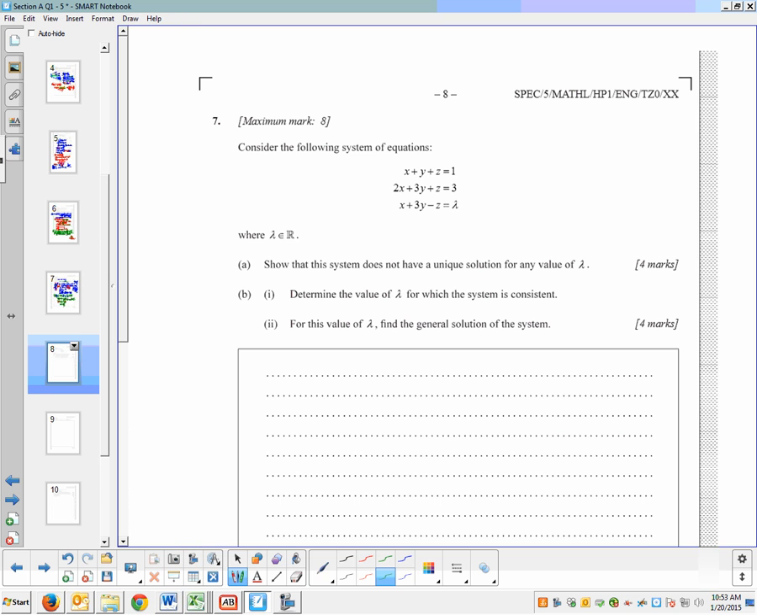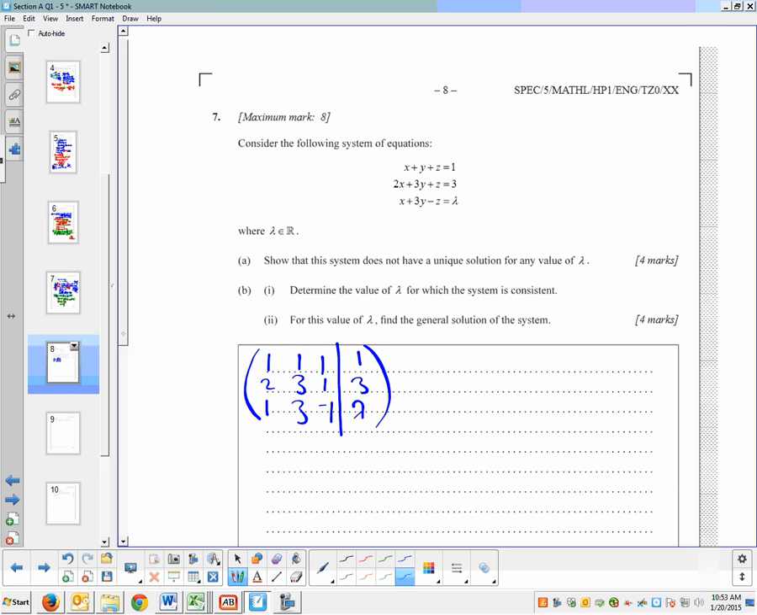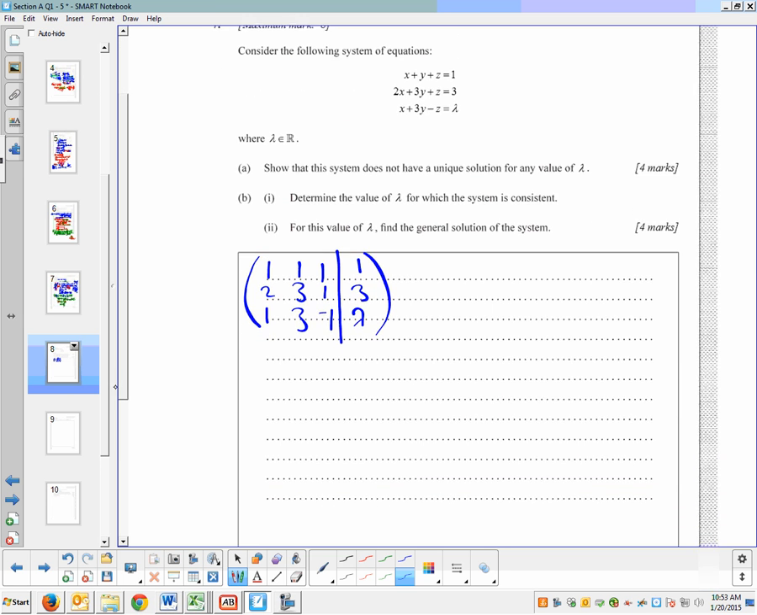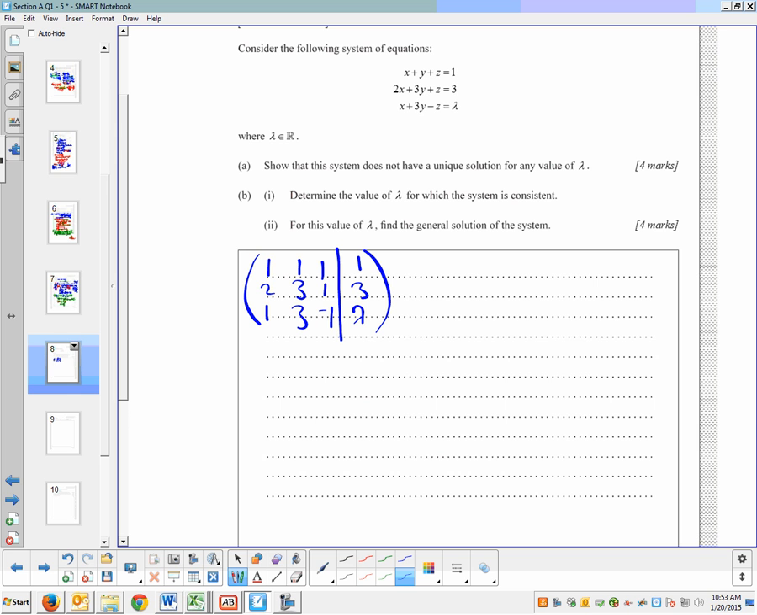Okay, question 7. Row reductions. 1, 1, 1, 2; 3, 1, 1, 3; minus 1, 1, 3, lambda. So if we're going to show that we don't have a unique solution, then I've got to perform row reductions until I get rid of one of the rows, basically.